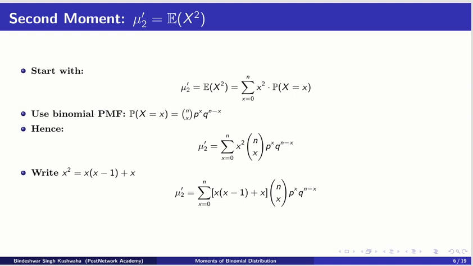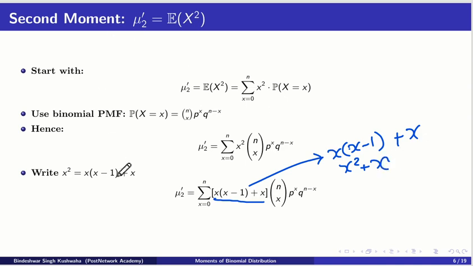Now we will use another expression instead of x square, and that is the key. That is equal to x times x minus 1 plus x, which if you simplify, is x square minus x plus x. So I'm going to write x square as x square minus x plus x. You can see that would be equal to x square. So instead of using x square, we are going to use this expression.